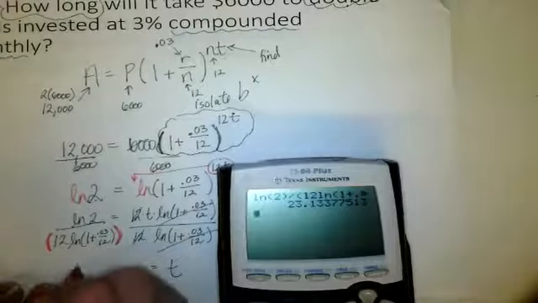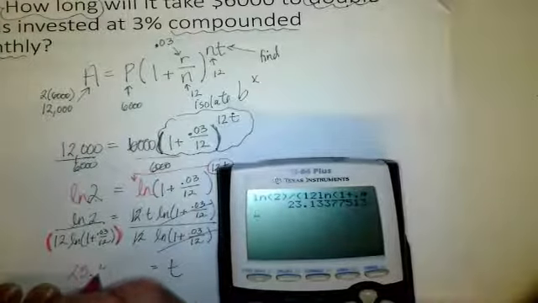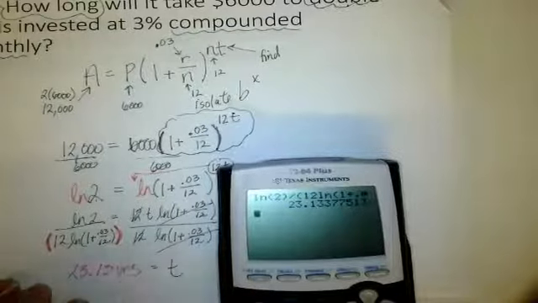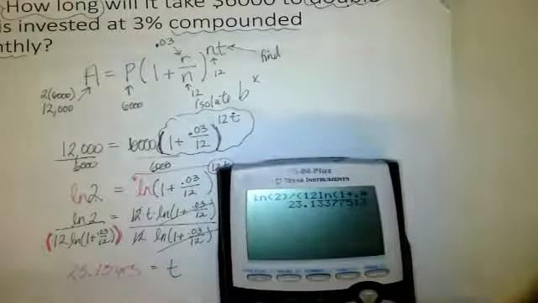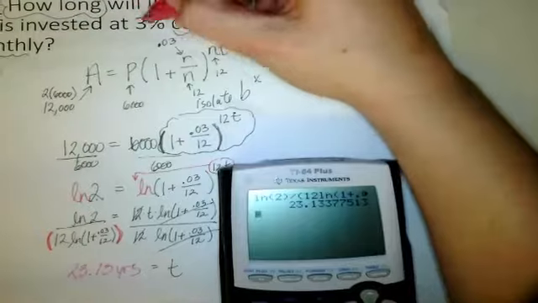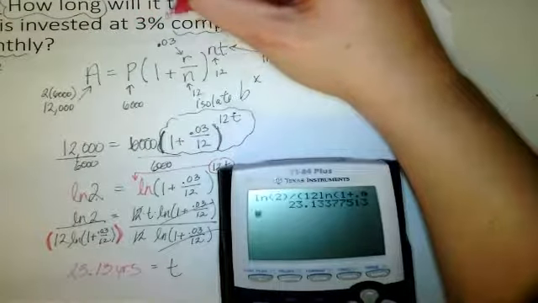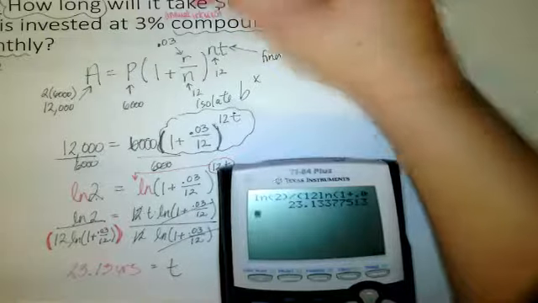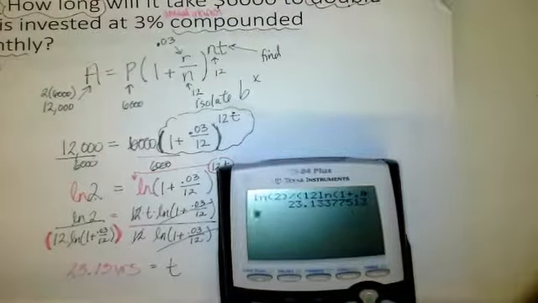So what does that mean? 23 months. No, years. It is years. Sorry, what I left out of the wording here is 3% annual interest. Okay. 23 years. Long time, right?